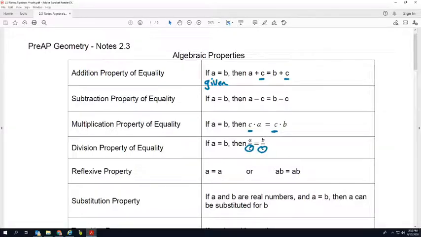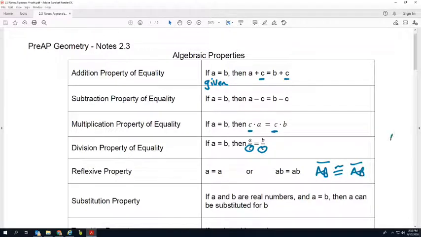The reflexive property, think of it like your reflection in the mirror. If you look in the mirror, you see your reflection. It's the exact same thing looking back at you. So that's the reflexive property. We have A equals A or AB equals AB. We may do like segment AB is congruent to segment AB.